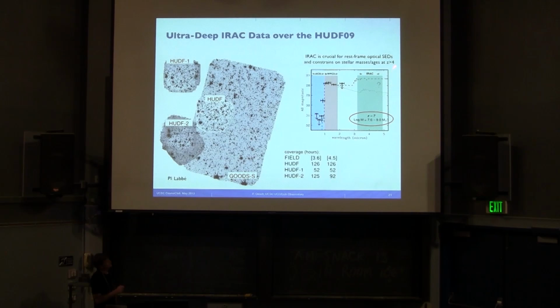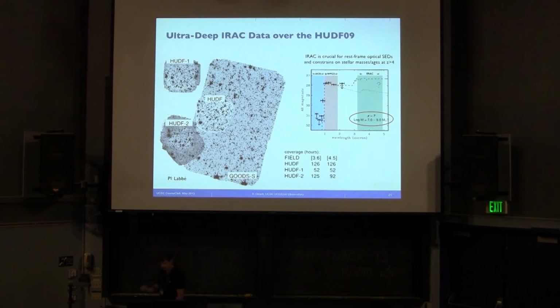As I said, we really want to have a rest frame optical measurement if we want to get information on the stellar masses, otherwise they're totally uncertain. And so that's why we set out to do our IUDF program. We got very deep imaging, 26 hours essentially in 3.6 and 4.5 over the Hubble Ultra Deep Field, and also very deep imaging over our UDF-09 parallels.